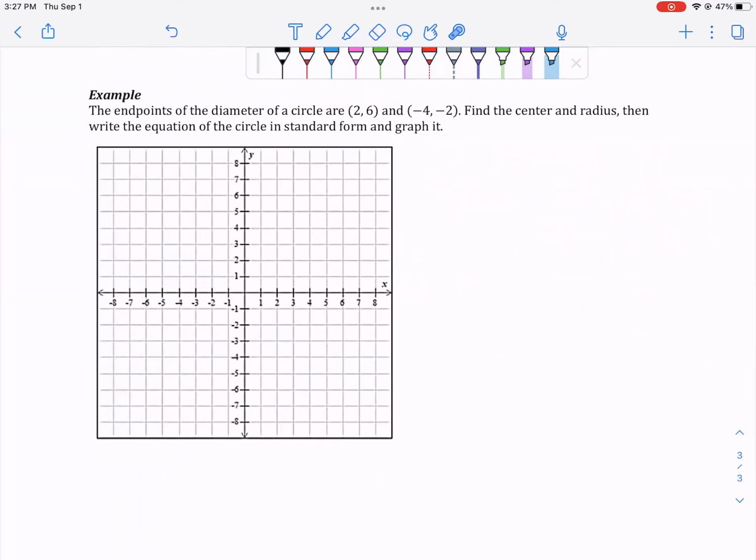All right, and finally, last one. The endpoints of the diameter of a circle are (2, 6) and (-4, -2). Find the center, radius, and then write the equation of the circle in standard form and graph it. All right, there's a lot here.